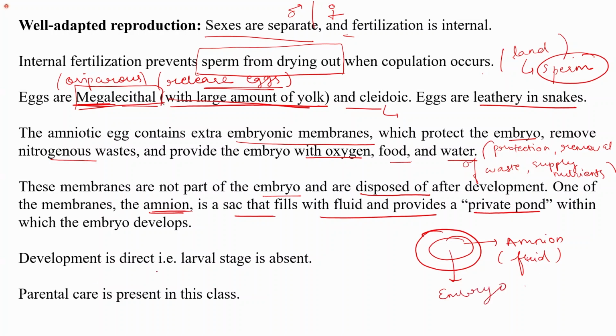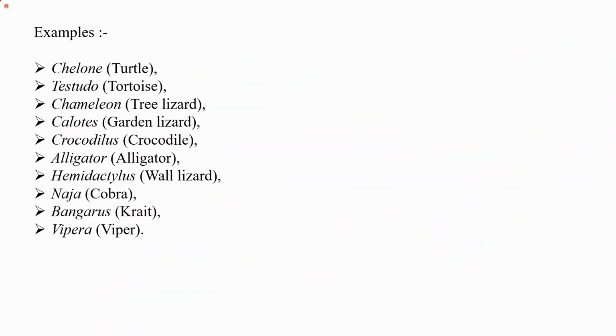Development is direct. What do we mean by direct development? That the larval stage is absent. Parental care can be seen in the animals of this class. What are the examples? You need to remember the scientific name as well as the common name of these. These are the examples mentioned in the NCERT.